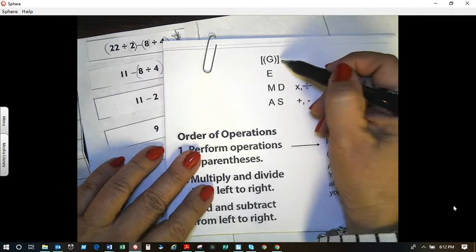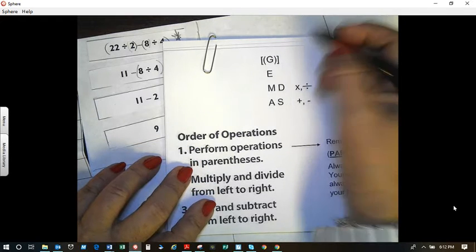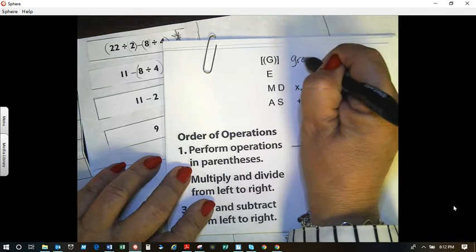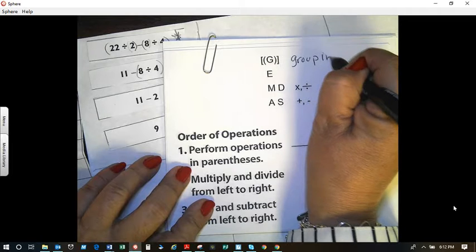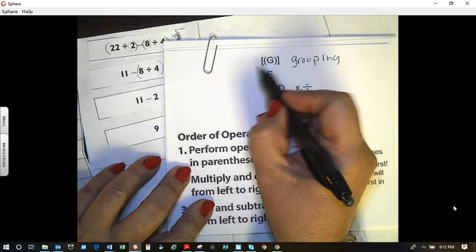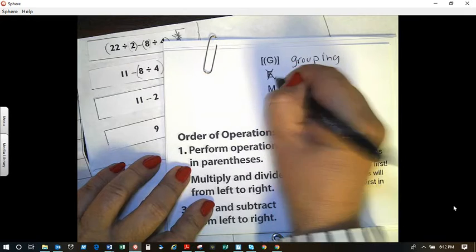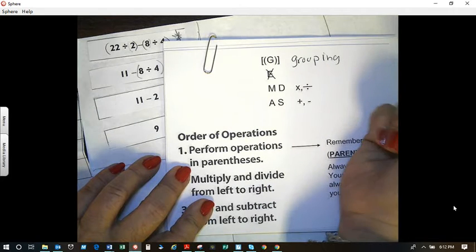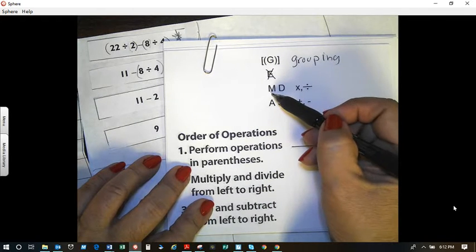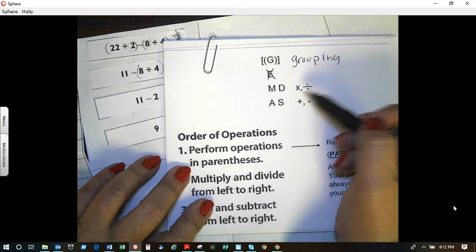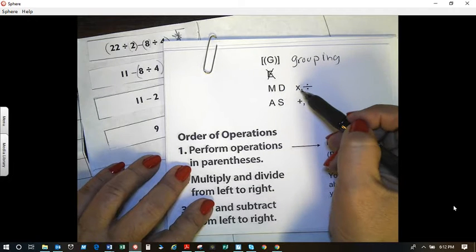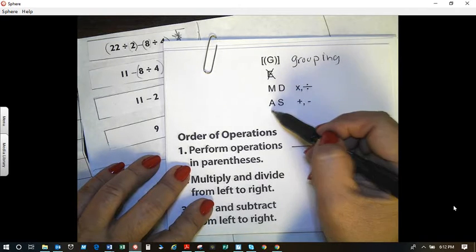GEMDAS. G is for the grouping. So we have parentheses and we have our brackets. Then remember the exponents we don't do in elementary school. Then you're going to look for those that have a multiplication or division or both. So you'll solve those first and then adding and subtracting.